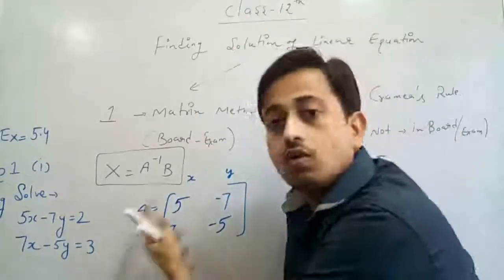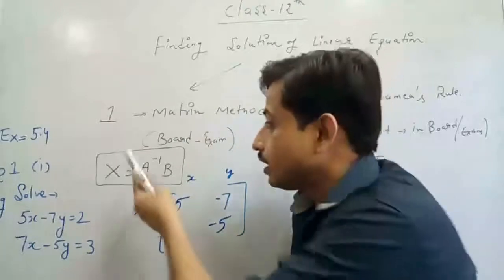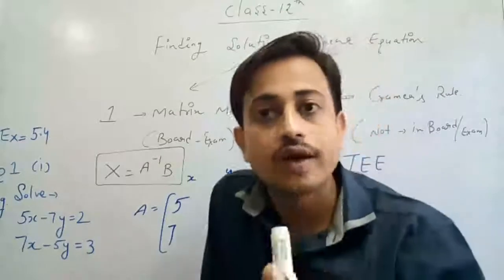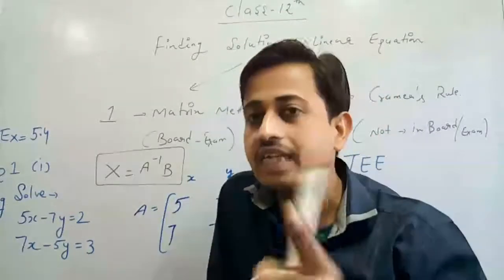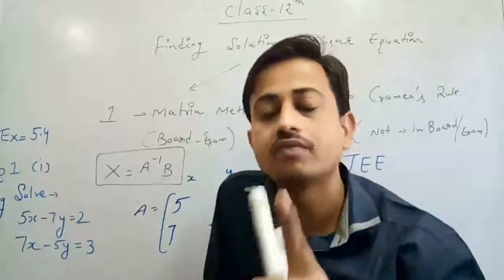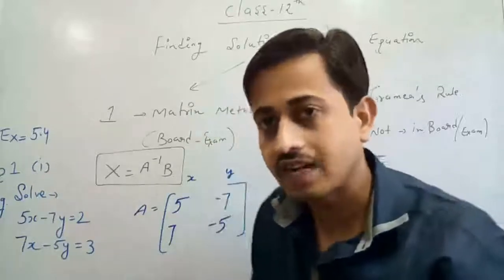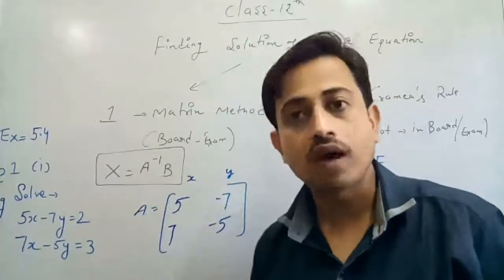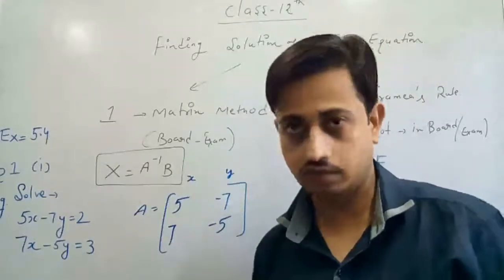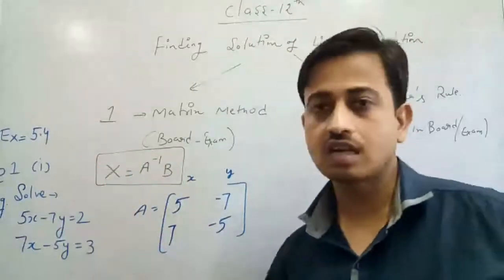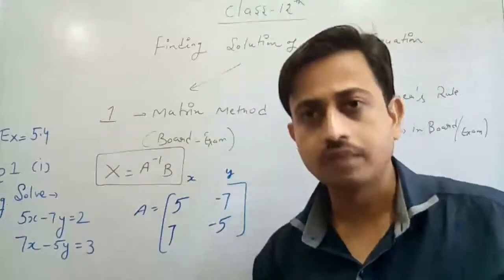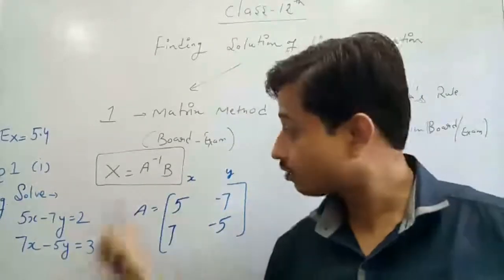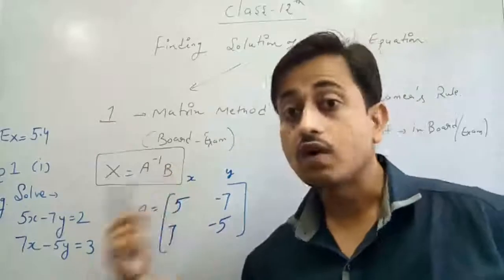You already know how we calculate A inverse. It's very simple, by using the adjoint formula. A inverse is the adjoint of A divided by the determinant of A. We can calculate A inverse easily. We already did that in exercise 5.2. We did so many questions. It's very, very easy, so you have almost done this exercise, because we already know how to calculate A inverse. And now we have to know what B is.